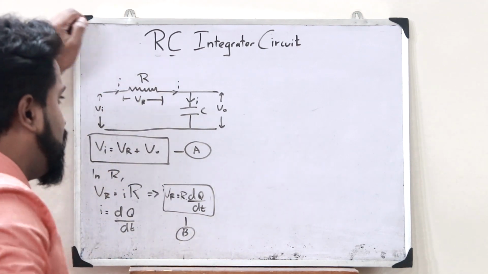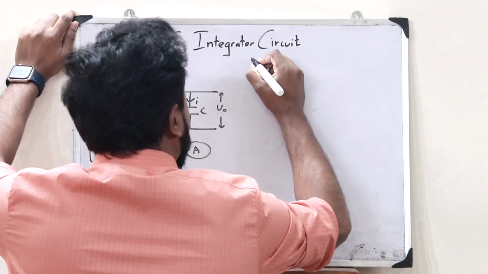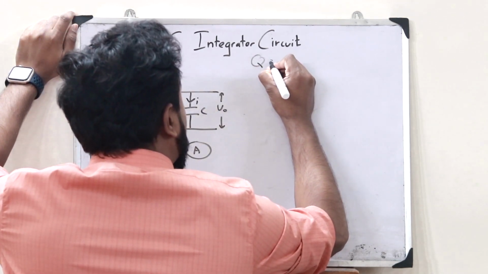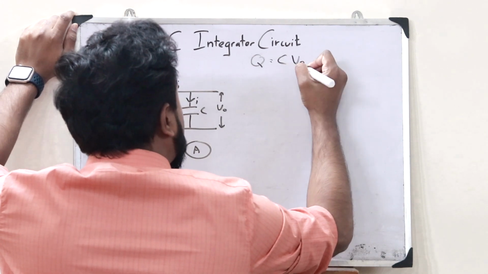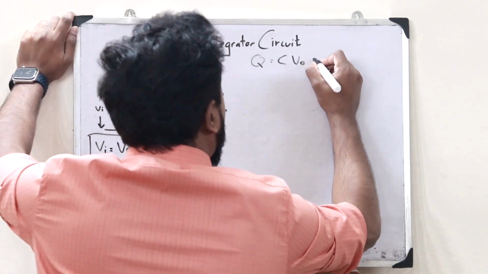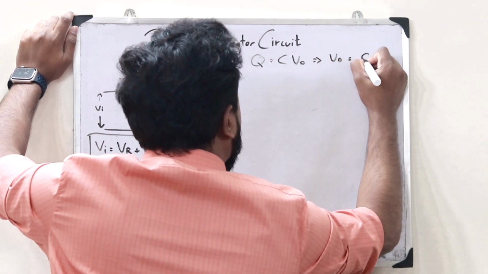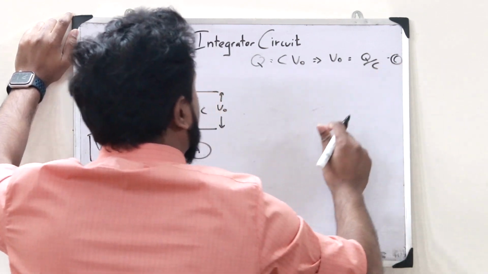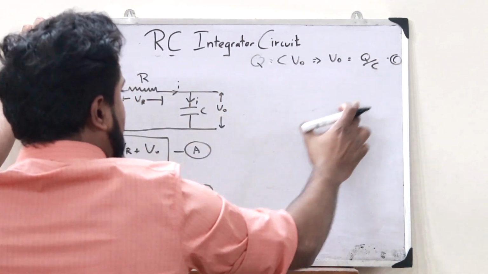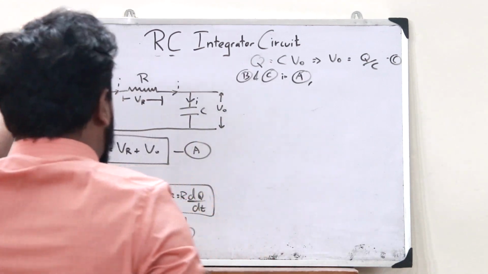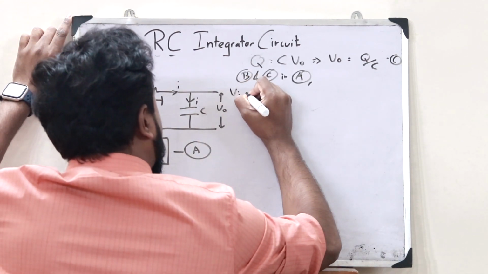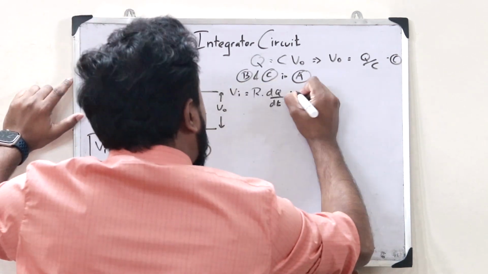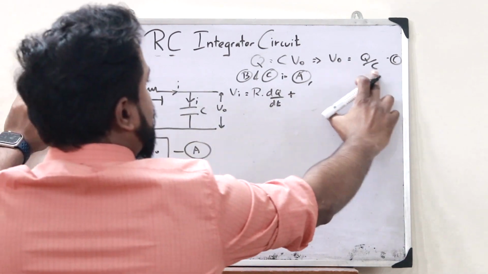Now across the capacitor C, according to the capacitance law, the charge Q accumulated across this capacitance is Q equals CV. Therefore the voltage V0 is nothing but Q by C. Let this be equation C. Now substituting equations B and C into equation A, we get Vi is equal to VR, which is R times dq by dt, plus V0, which is Q by C.